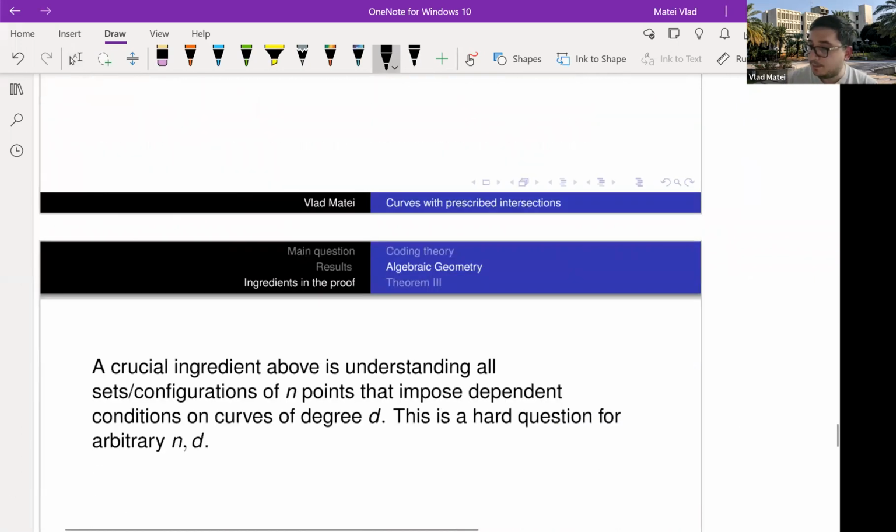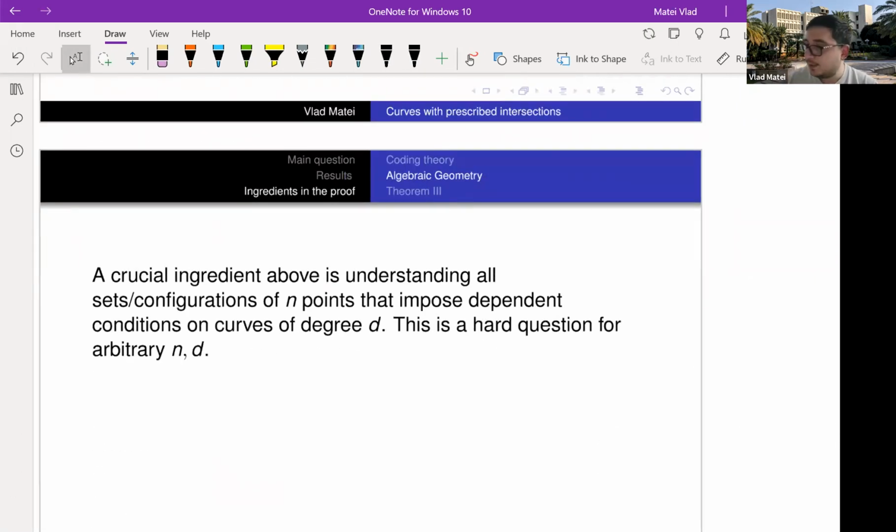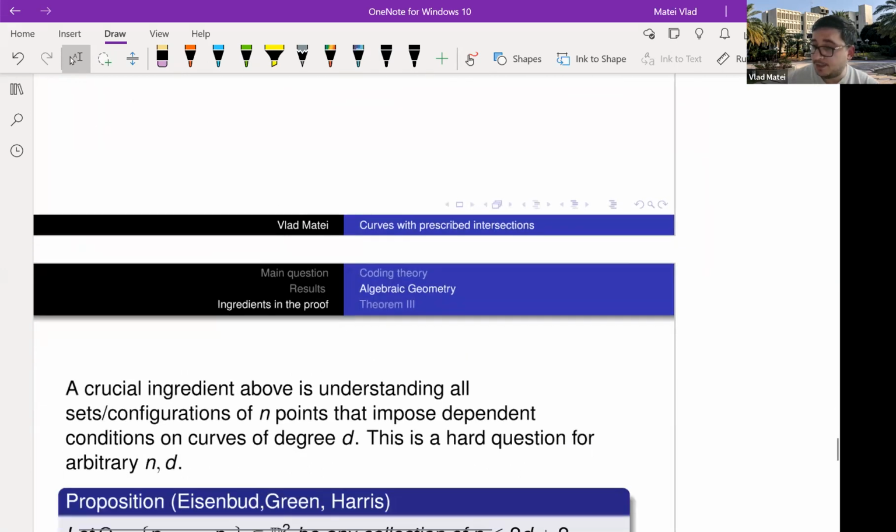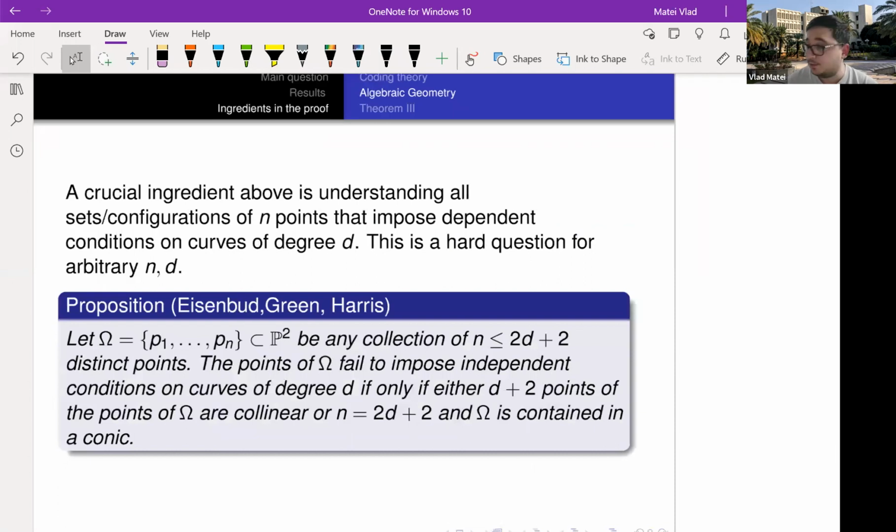So let me say a little bit about dependent conditions. Okay, so when is the codimension not what you expect? Like you would have more curves than you expect passing through the set of points. Well, in general, this is a hard question, but at least there are some partial answers to this question about dependent conditions. Namely, if you have a small set of points, then you can say something: they are on a line, as I said, or maybe they're on a conic. Too many are on a conic.